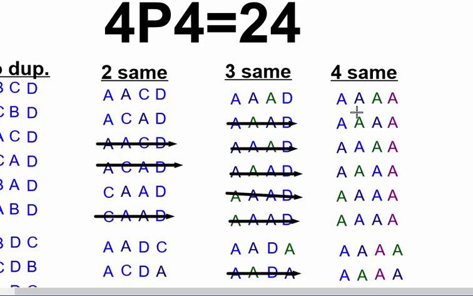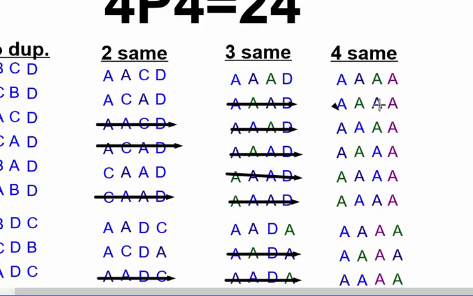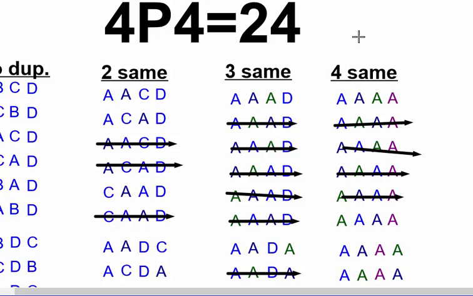And of course, if all 4 are the same, then I really only have the 1 option. So I'm eliminating all 23 of the rest. So from 24 down to 1, I've gone 24 divided by 24, or again, 24 divided by 4 factorial to get down to the one different option.